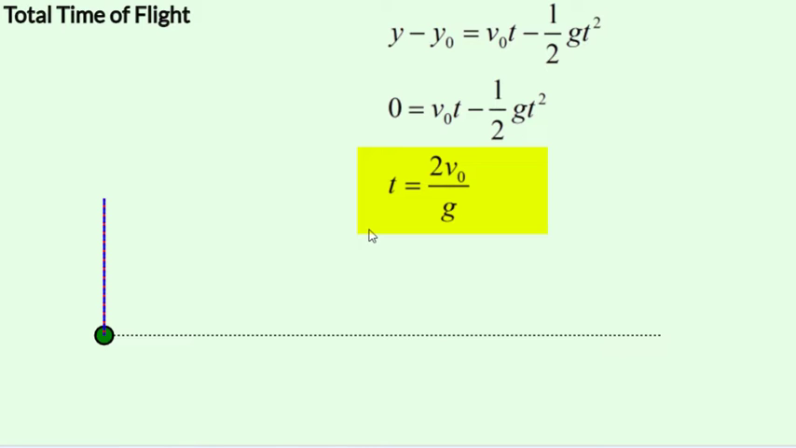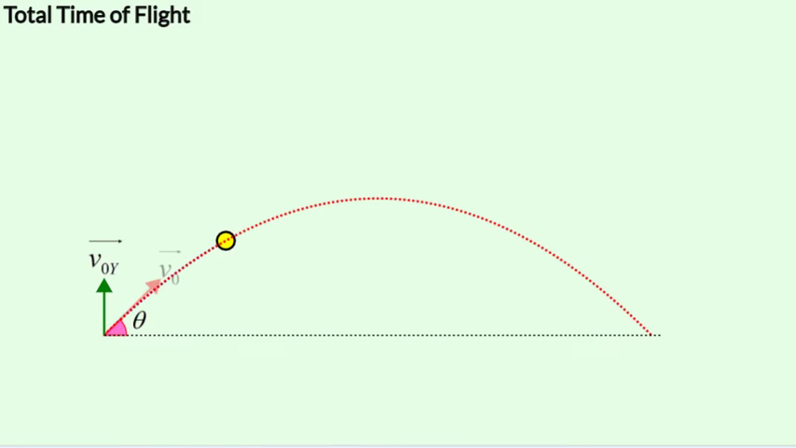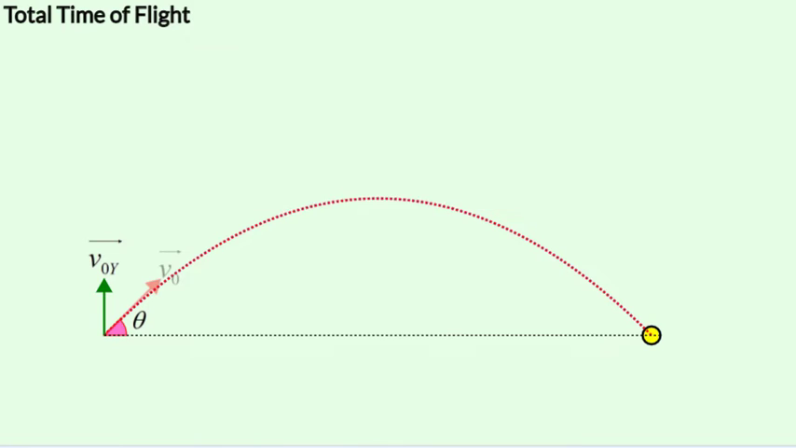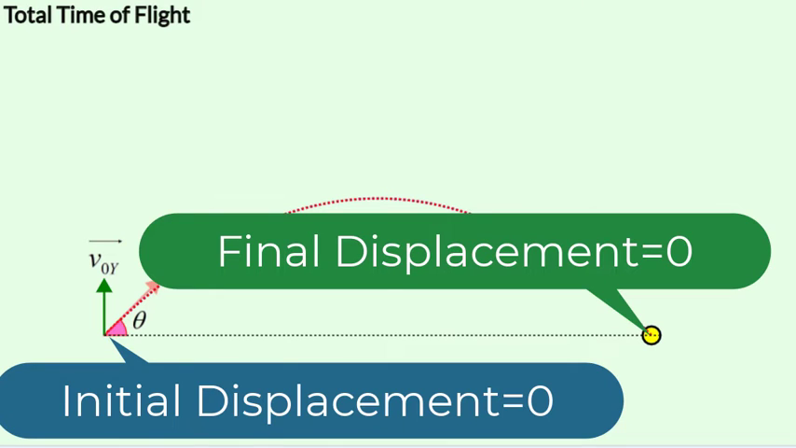Now let's think on similar lines for projectile motion. For this projectile motion, we also want to find the time of flight. And fundamentally, we are using the same concept. That is, we can apply the equations of motion independently along each axis. And we will do this analysis along the y-axis to take advantage of the fact that the initial and final displacements are both 0 along the y-axis.